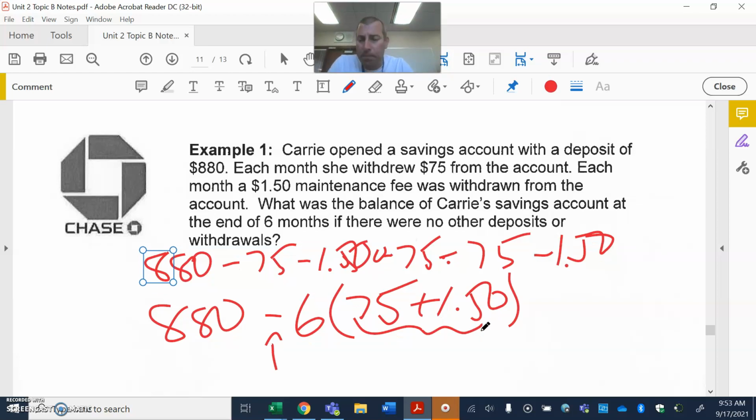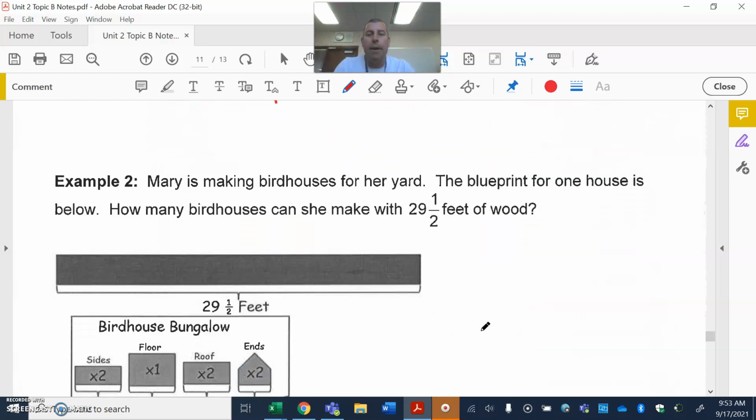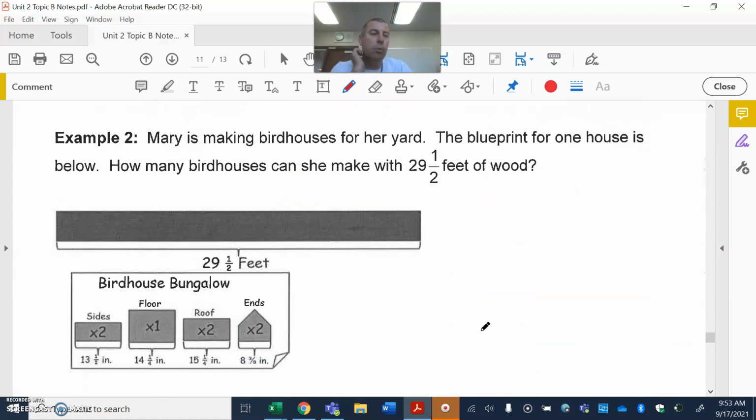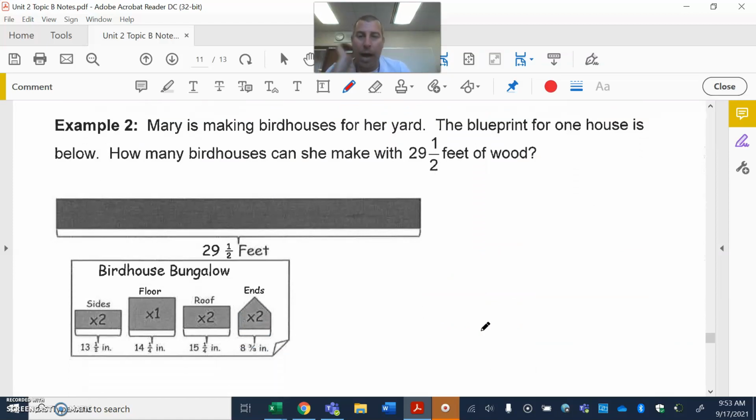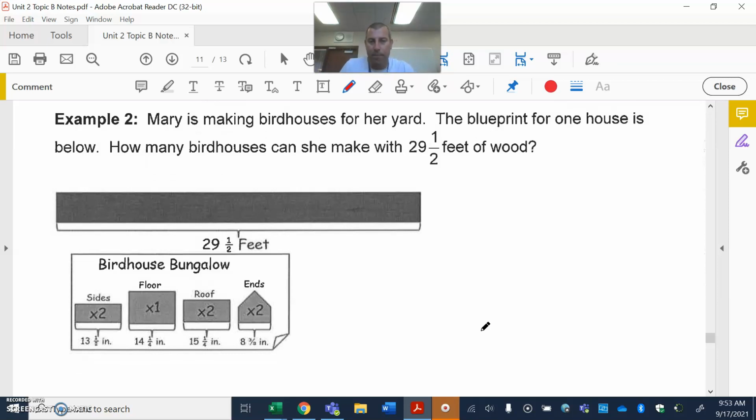All right. So, example 2. Mary's making birdhouses for her yard. The blueprint for one house is below. How many birdhouses can she make? She's got 29.5 feet of wood.